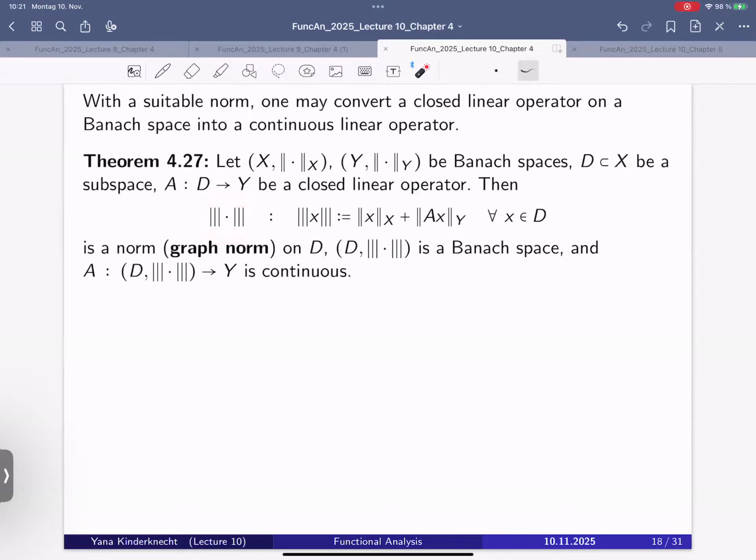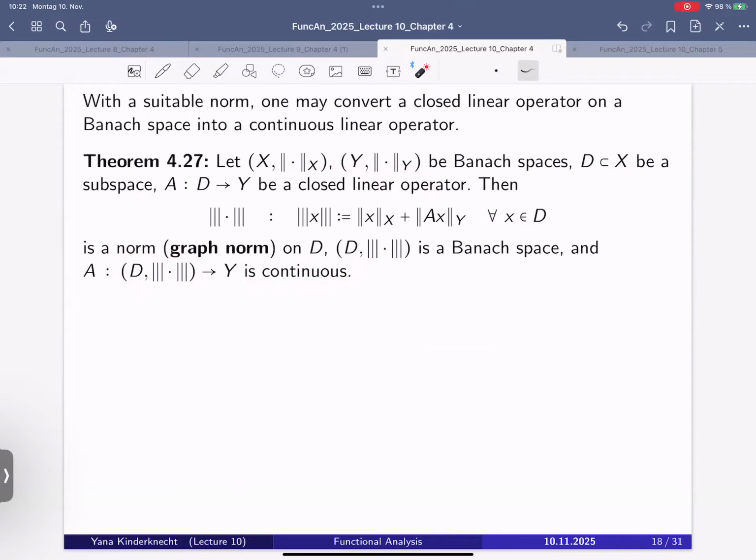This mapping evaluated at the point x in D is defined as the norm of x in X plus the norm of Ax in Y. The statement is that this mapping is again a norm defined on D. And this set D, which is just a subspace of X, endowed with this norm is a Banach space, and A as a mapping from this Banach space into Y is a continuous mapping.